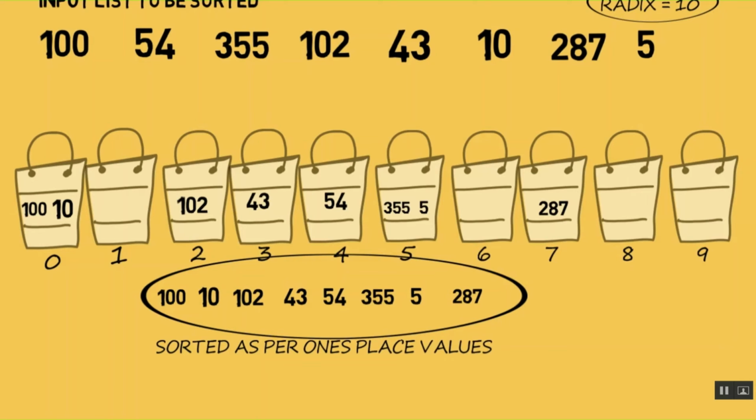And then we move on to the next phase of the sorting, which is where we sort the numbers as per their tens place. And we maintain the order which we have got just now. So we have arranged the elements in their ascending order as per their ones place, and we will use this list which I have encircled in the next phase.